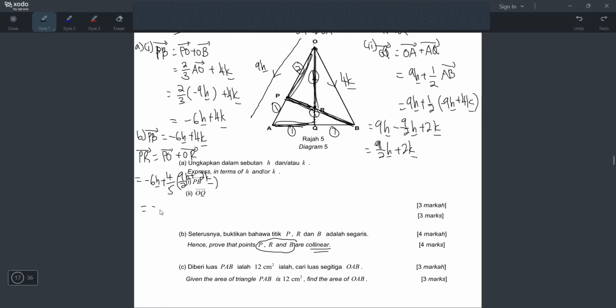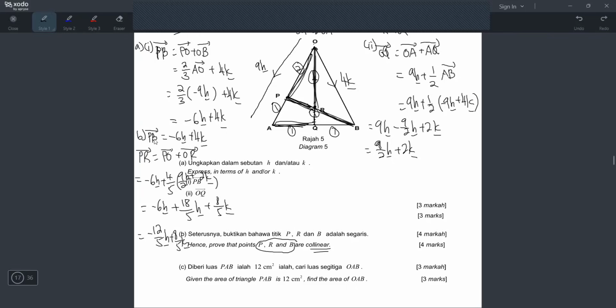So now you get negative 6H, plus 4/5 times 9/2. Cut, 18/5H. Yeah, this one is 2. I shouldn't cut like this. So 2 times 9, yeah, 18/5. And then plus 2K times 4/5, which is 8/5K. Now you can use the calculator. H with H can be combined. So we press negative 6 plus 18/5. My calculator gives me negative 12/5H, and then plus 8/5K. So this is my vector PR.